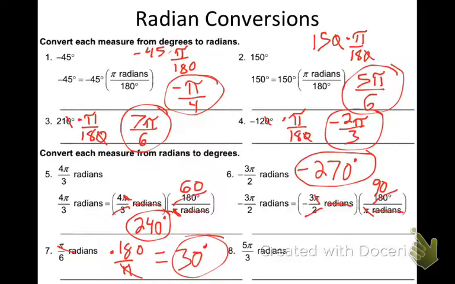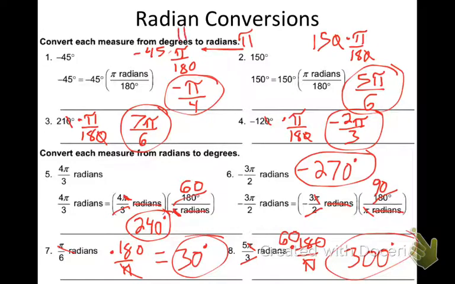5 pi over 3. I'm going to take that times 180 over pi. My pi's cancel. 3 goes into 180 how many times? 60. 5 times 60 is? I get 300 degrees. Again, what do you recognize? Radians has pi. Degrees has no pi. Kind of difference in the two.